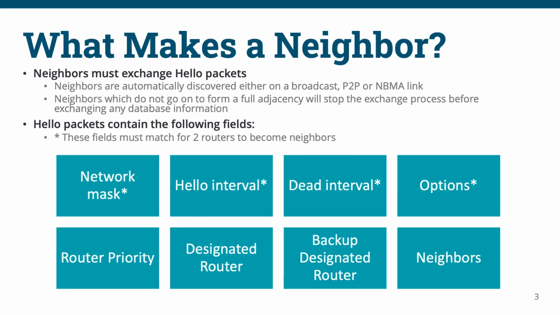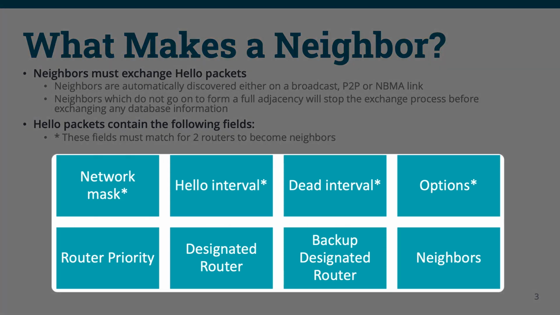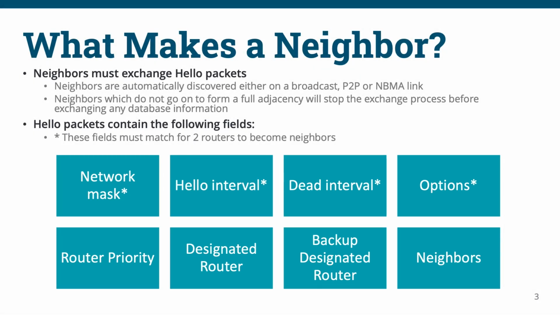In order for OSPF-speaking routers to form a neighbor relationship, they must exchange OSPF hello packets. As we described in a previous lesson, the OSPF hello packet contains these fields. Since hello packets are sent to the multicast destination address 224.0.0.5, the well-known address for all OSPF routers, any OSPF-speaking router on the subnet will receive the hello packet. Because of this, OSPF routers will automatically discover one another on a broadcast, point-to-point, or non-broadcast multi-access link.